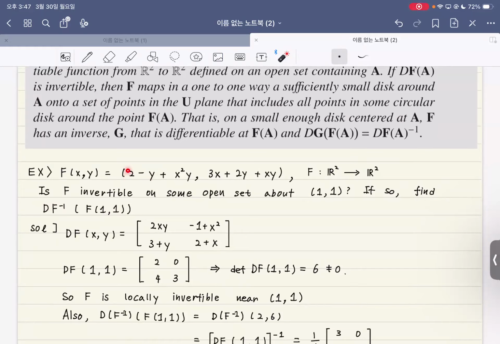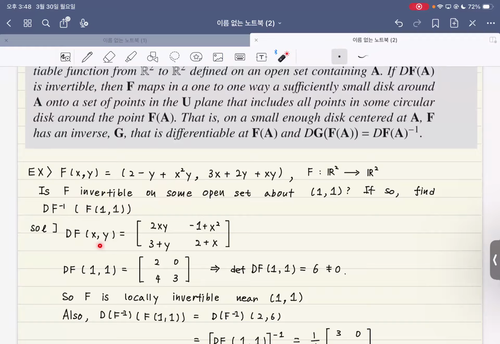The x coordinate is 2, and the y coordinate is 6. Okay, yeah, all right. So this is 2 and 6. So I want to find the matrix derivative of the inverse function at (2, 6). Okay. So how do I know that? Okay, easy.